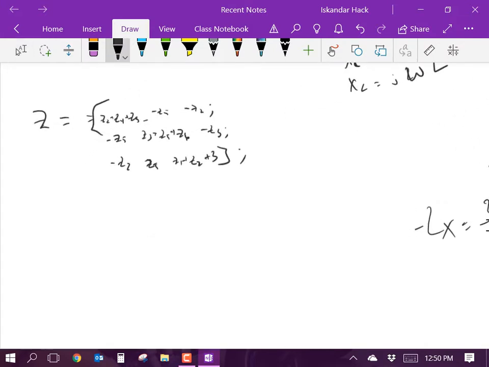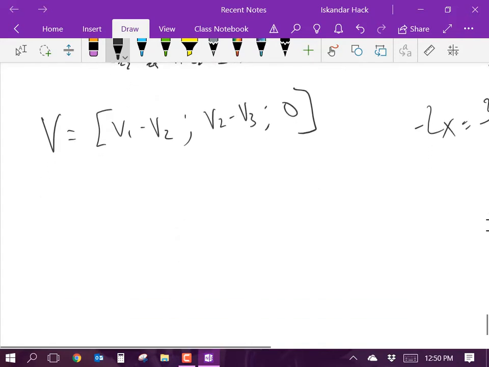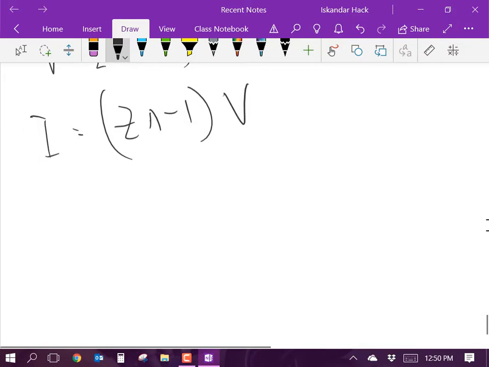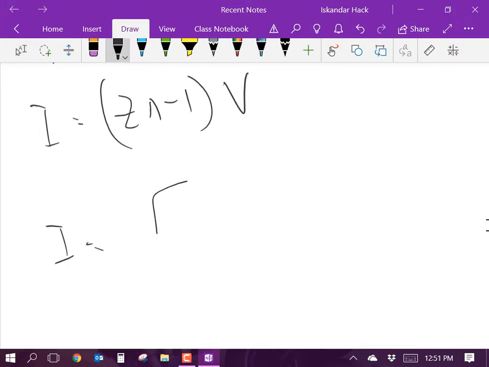And then you could turn right around and say that V is equal to V1 minus V2; V2 minus V3; 0 right there. And there's your V vector. And then you can say then I is equal to Z raised to the negative 1 right there times V, and that will pop out I, and give you some vector with I1, I2, and I3 in it, and you're done.